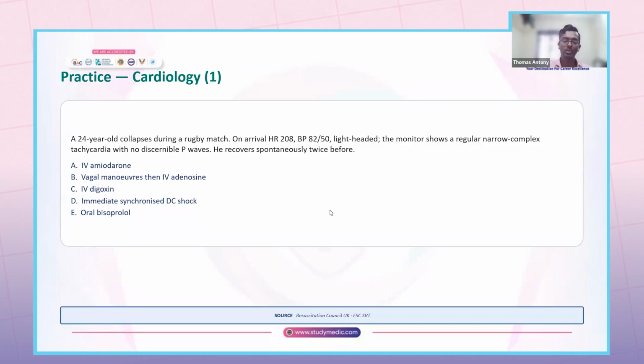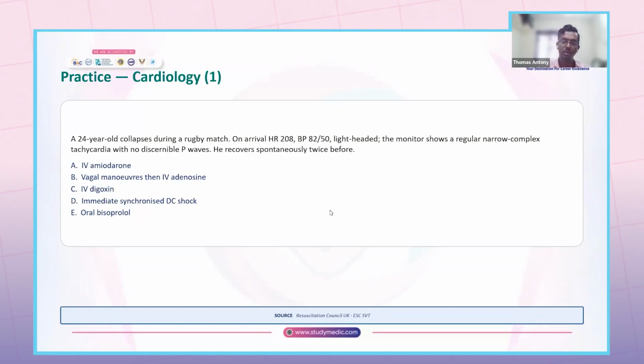Okay, this is a question for you. This is a 24-year-old who collapses during a rugby match. On arrival, heart rate is 208, BP is 82/50. Lightheaded, monitor shows regular narrow complex tachycardia with no P waves. He recovered spontaneously twice before. So what is the next best option for this patient? You can message.